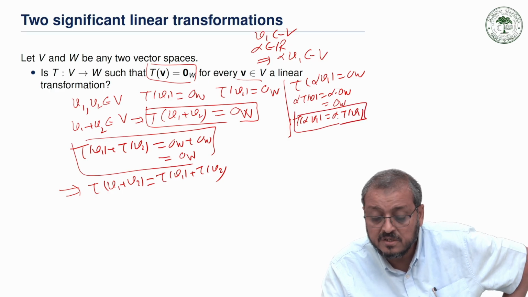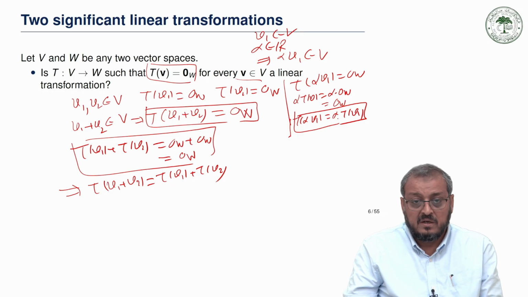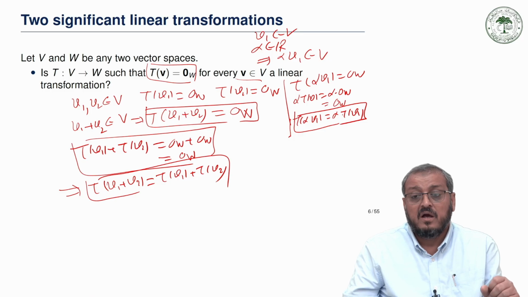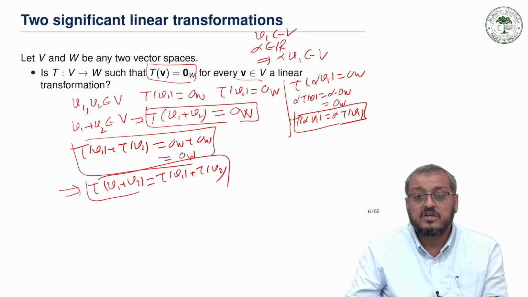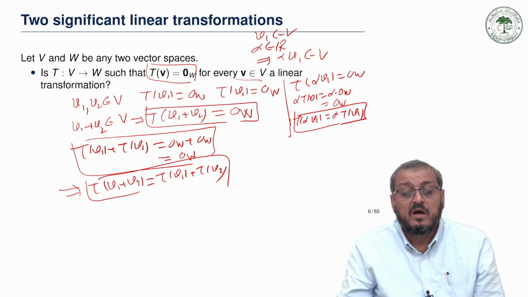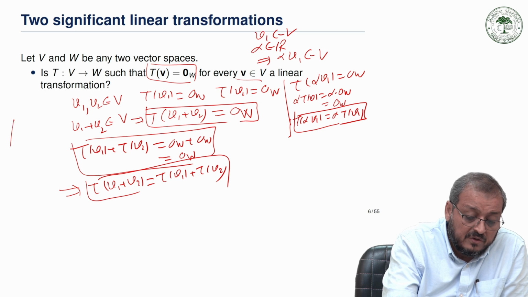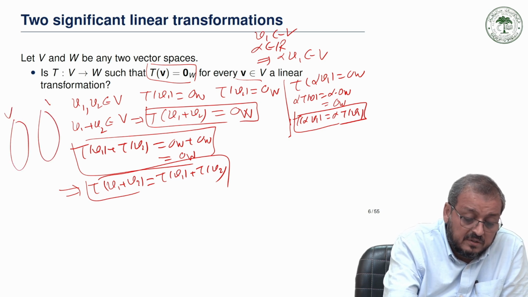So this map clearly preserves vector addition, and T also preserves scalar multiplication. So this satisfies both conditions of linearity. That means the map defined from V to W is linear. Actually, this map of this type looks like this: you have U, V, and this is W.